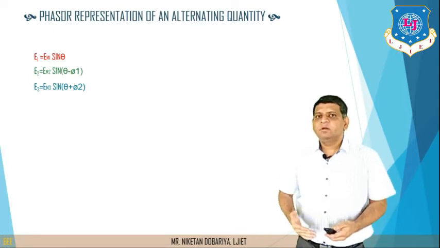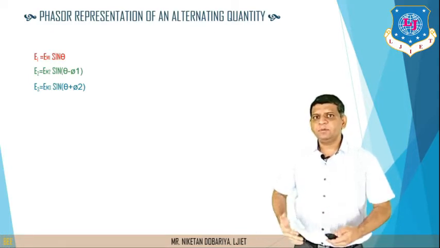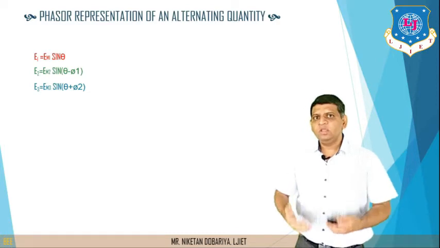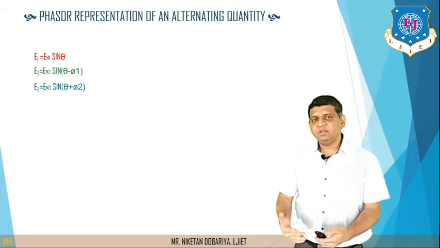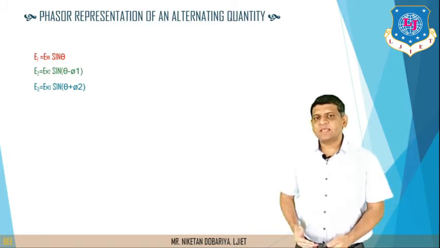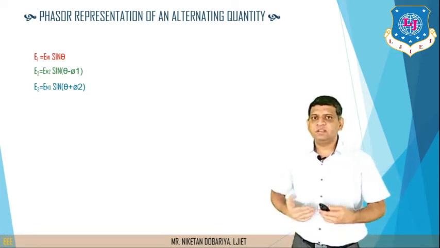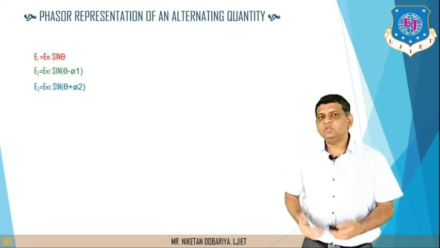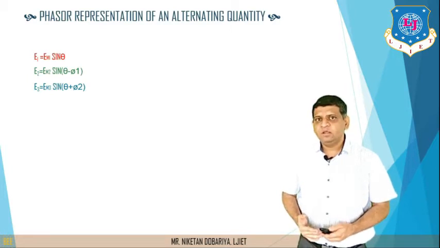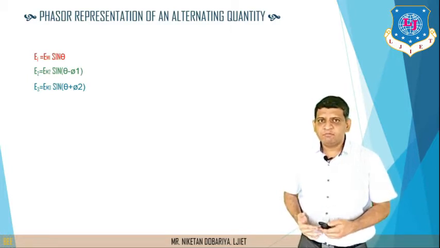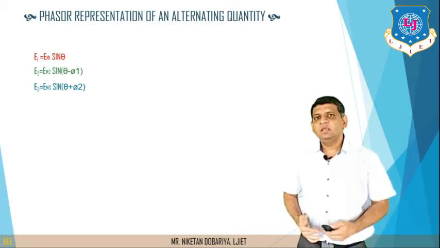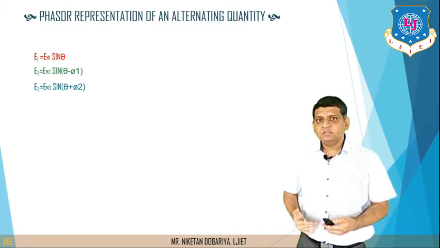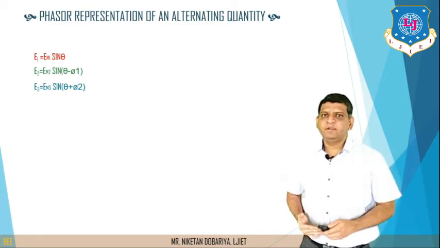In the same way, if we want to understand the phasor representation, then we have to take more AC signals within the same reference. So now I am taking my reference as e1 equal to Em1 sine theta. With respect to this, I take another signal, E2 equal to Em2 sine (theta minus phi 1), let's say. In the same way, the third signal, E3 equal to Em3 sine (theta plus phi 2), right?